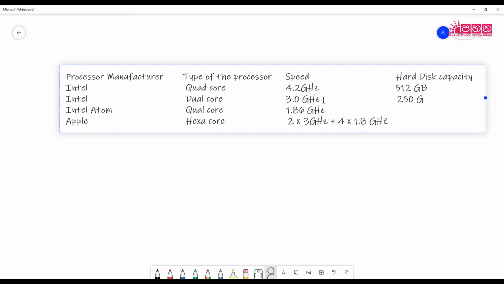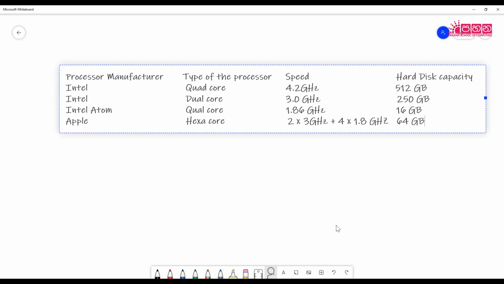250 gigabytes. Then we have Intel Atom touchpad. Hard disk space is 16 gigabytes, right? So it was about 16 gigabytes. And finally, iPad, we had about 64 gigabytes, right? So that's the hard disk space.